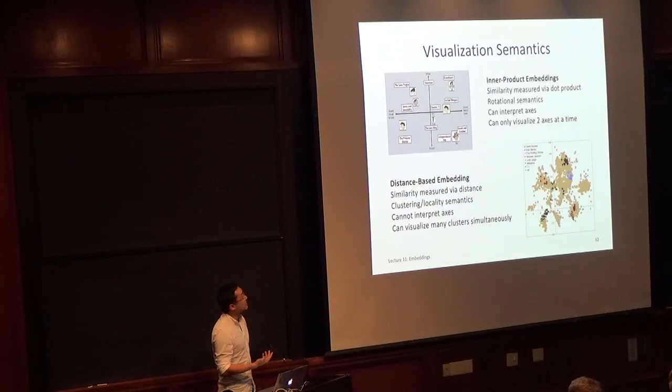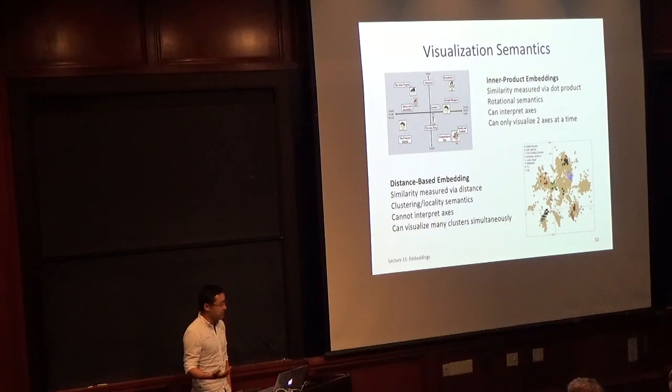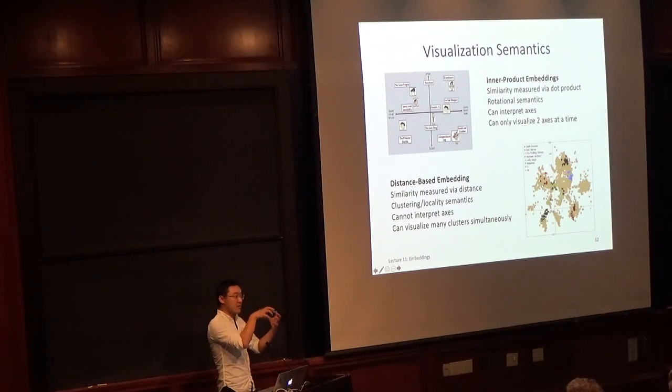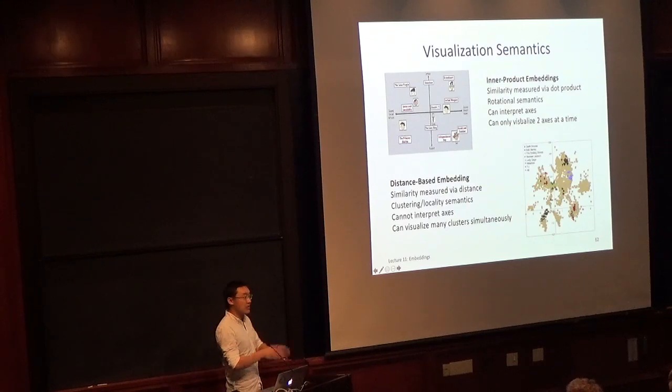What that means is that when you visualize what's going on, the visualizations tend to be different. The distance-based semantic means that similar things tend to be clustered together, whereas the inner product-based embedding means that similar things tend to be pointing in the same direction. So when you visualize them, you have to be aware that they have different interpretations.